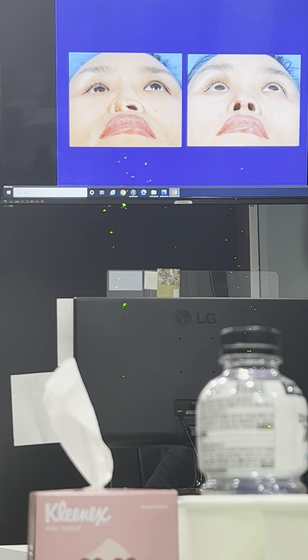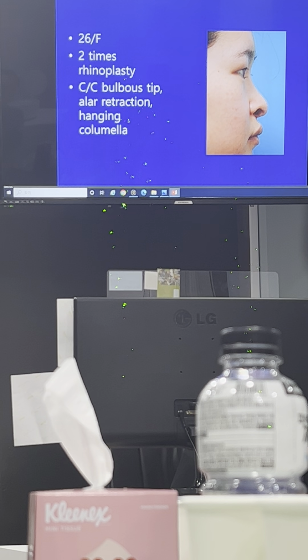What does it look like on the inside when you open? Nothing inside. No cartilage at all, obviously. Only scar tissue because of the radiation therapy.